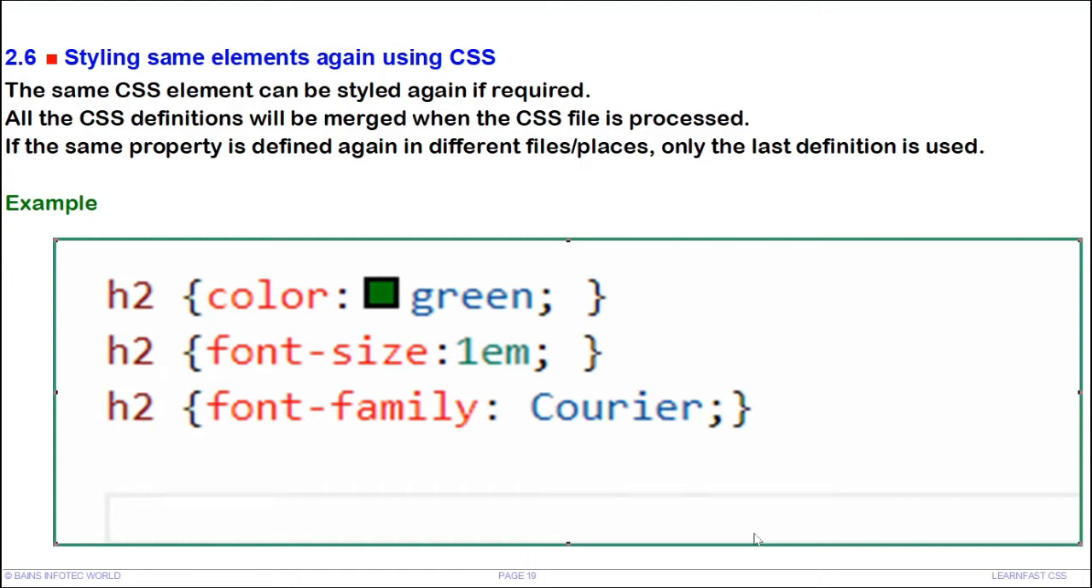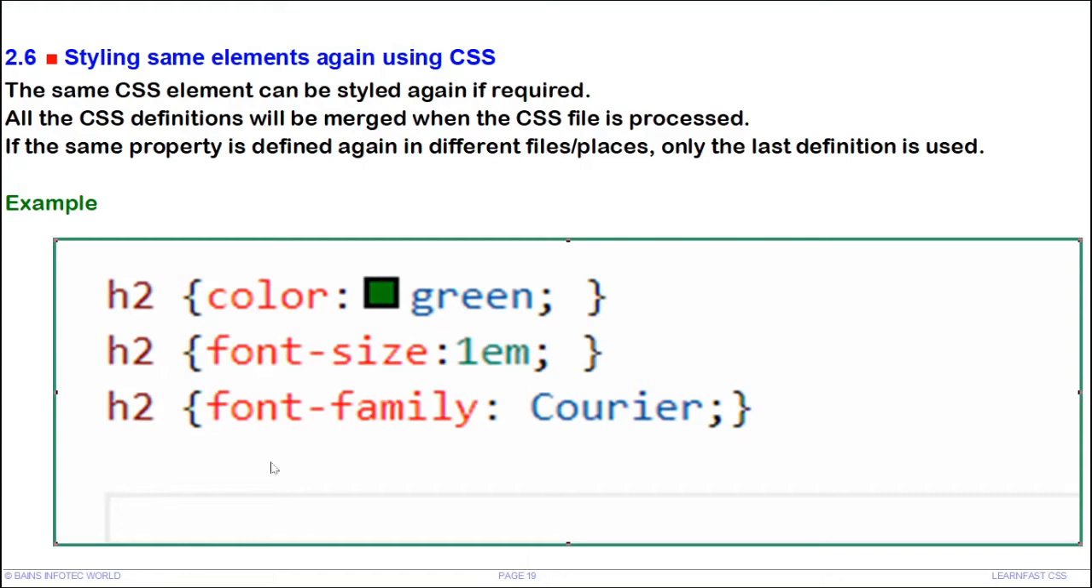Next section, styling using the same elements again in CSS. You can style the same element multiple times and apply different rules to it in your CSS document. What will happen is when the browser processes the CSS definitions from your CSS file and from within your HTML, it will merge all of the different rules into its memory and apply all the rules to the elements concerned.